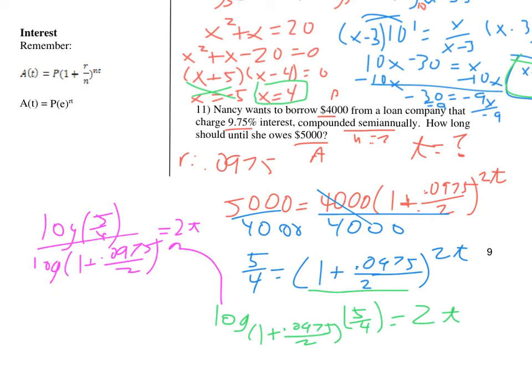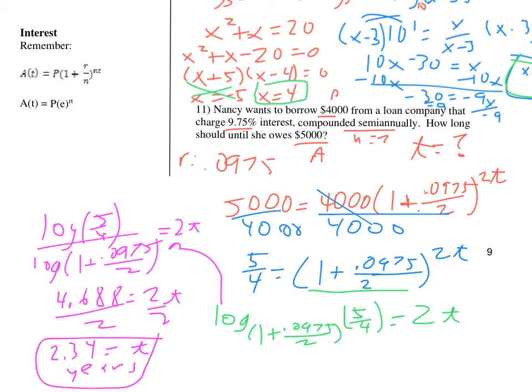So I get that 4.68, we'll call it, equals 2t, and so I'll just divide that by 2. And that comes out to 2.34. Remember in this formula that time is always in years, so it takes 2.34 years for that to grow that much.